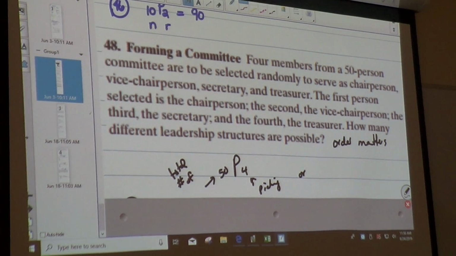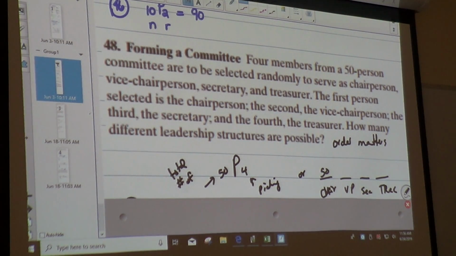Now, the other way I can do it is I can say, I'm picking 4 people. The first person is the chair. The second person is the vice president. The next person is the secretary. And the next person is the treasurer. How many people do I have to choose from in my hat to pick out a chairperson? 50. And then once I name Joe the chairperson, how many are left for the vice president? And then?